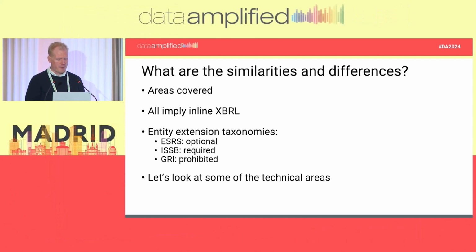But what are the similarities and the differences between these taxonomies? The obvious one, which needs calling out up front, are the areas covered. ISSB has S1, which is the general disclosure and the cross-referencing. In many ways, it's what sets up all the other topic standards, of which there's one, S2, which is the climate-focused disclosure standard. But then ISSB also has a number of industry metrics.